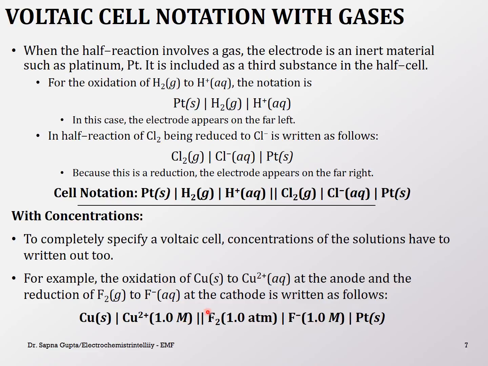This is separated by a salt bridge, and now fluorine is a gas, so fluorine will accept electrons to give fluoride ions. So you started with 1 atmosphere of fluorine, and then of course you have the fluoride ions, which are at the 1 molar solution, and then you have the platinum, okay, which is your solid electrode. So that is how you would construct for gases, and this is how you would construct if you have concentrations given to you.